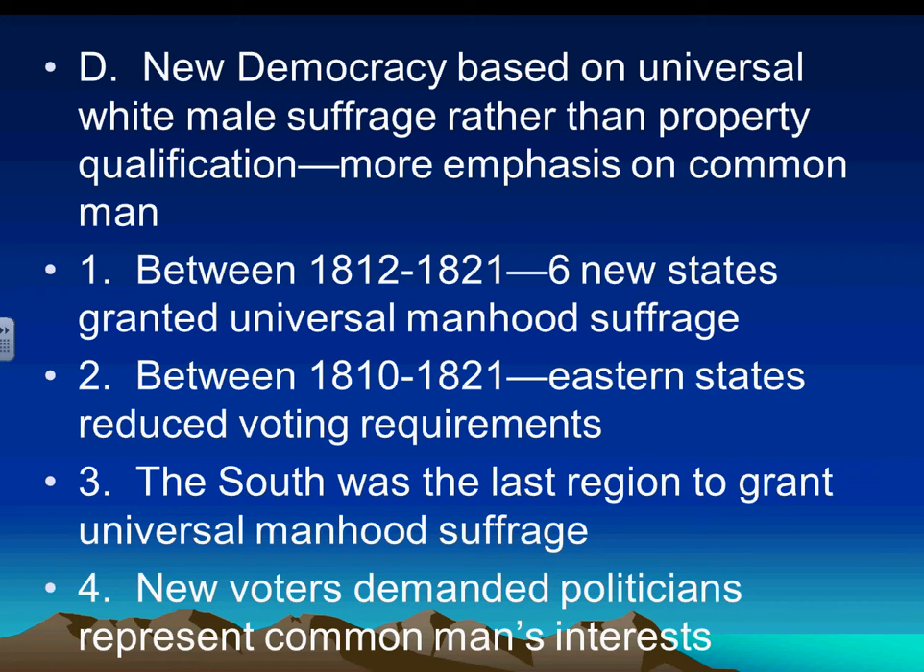This new democracy will be based on universal male suffrage, and of course property and taxpayer requirements and church attendance are going to go by the way. Between 1812 and 1821, 6 new states will be brought into the Union, and they will grant universal male suffrage. And this is certainly going to give the West more clout. Between 1810 and 1821, eastern states will gradually start reducing the voter requirement until they eventually come to the point of universal male suffrage. Suffrage, again, the right to vote.